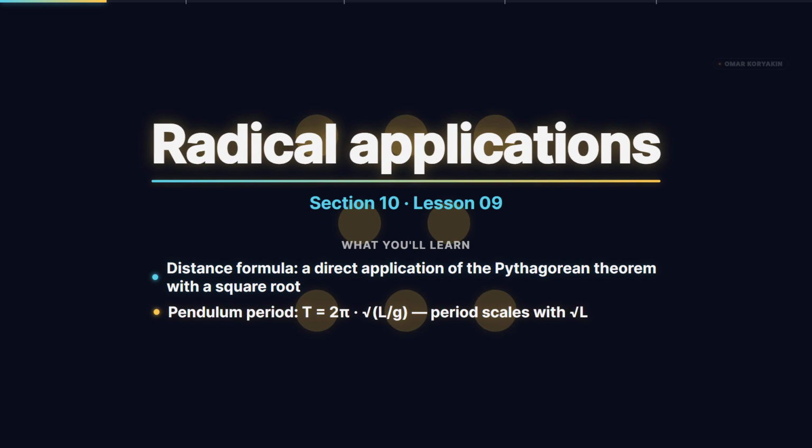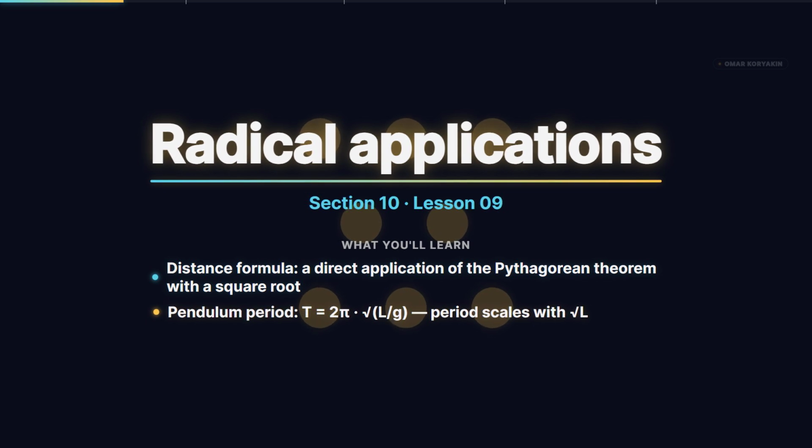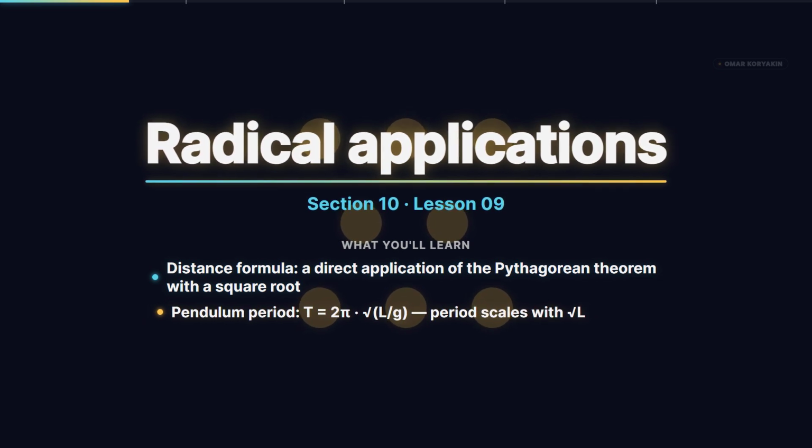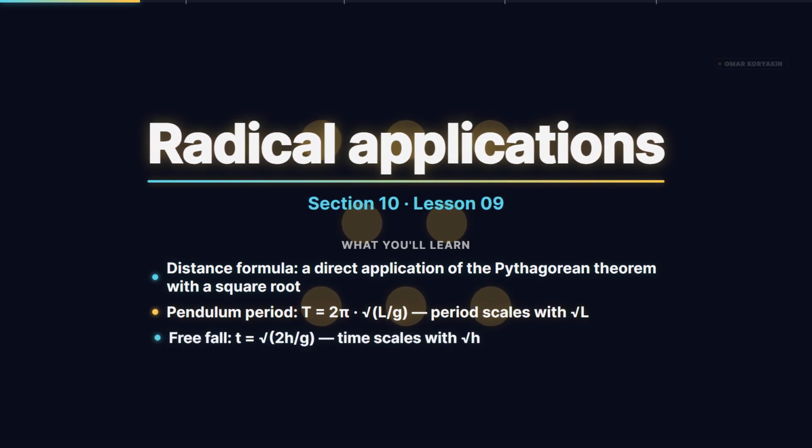The pendulum period uses a square root of length over gravity. Doubling the length of a pendulum multiplies its period by the square root of 2, not by 2. This is the signature of a square root relationship.